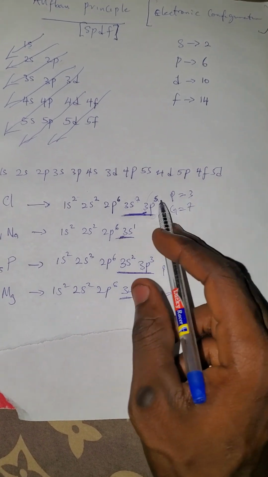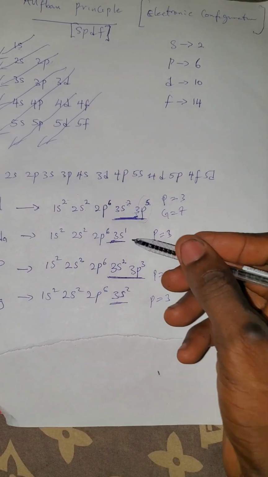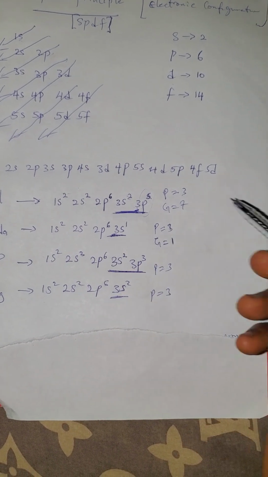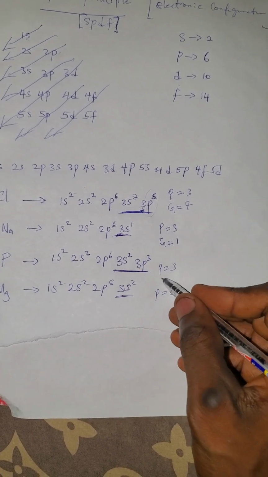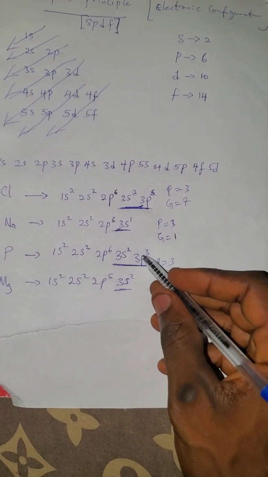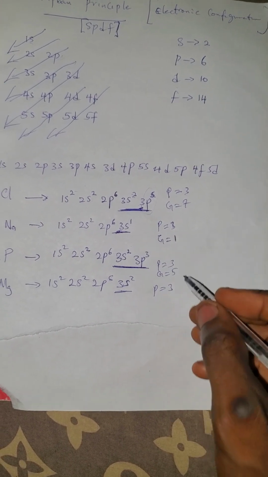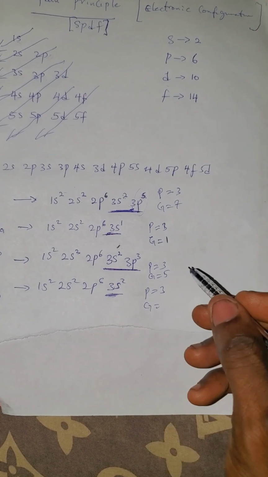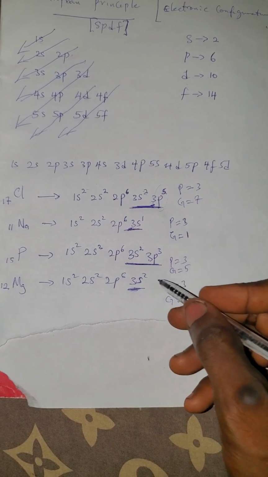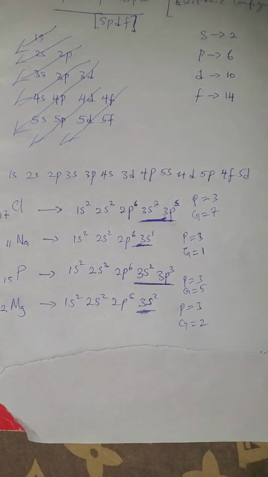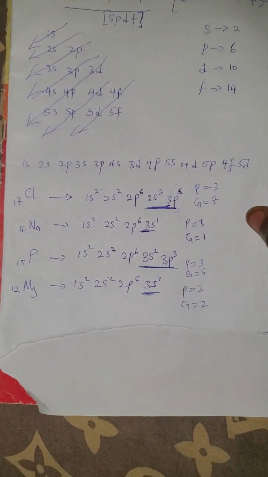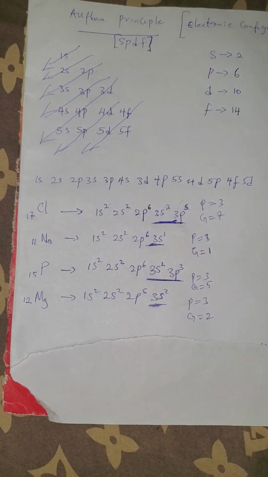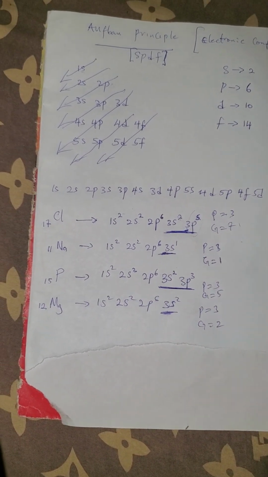And this one we have the group to be 7, that's 5 plus 2, that's 7. This one we have the group to be 1, that's the only subscript here, because we only have one 3 here. This one we have the group to be 3 plus 2, that's 5. This one, we only have one s, only one 3s here, so the group will just be 2. Now if you check this on the periodic table, we said chlorine is in period 3, group 7.